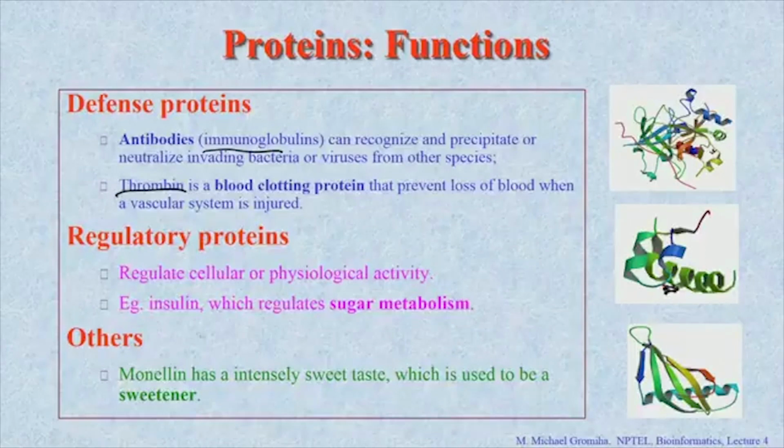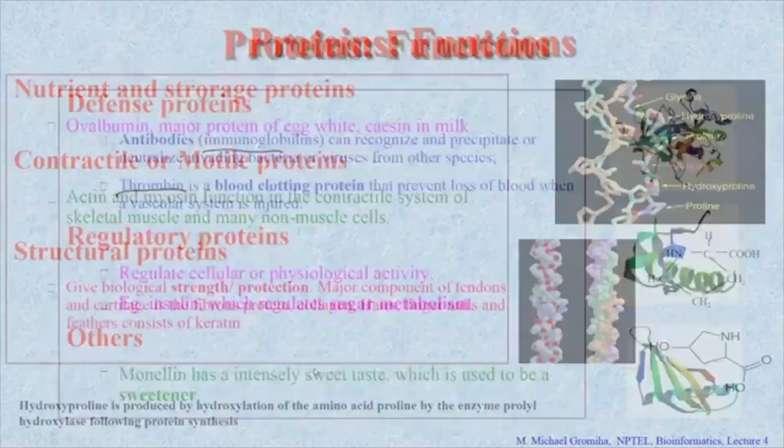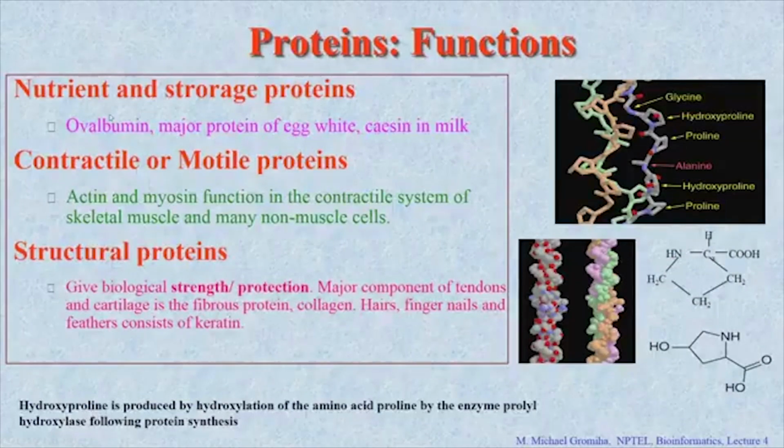Then there are some proteins acting as regulatory proteins, which regulate cellular and physiological activity. For example, insulin, right, this is a very well known example. It regulates sugar metabolism. So if you are having diabetes, you need to have insulin, right. This is the one which regulates cellular physiological activity. And a lot of other proteins have different functions. One example is monellin, a protein which is also used as a sweetener, right, it is safe.